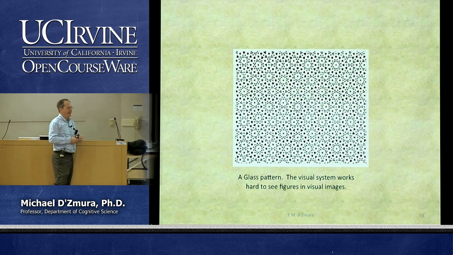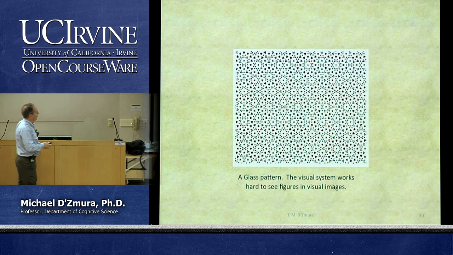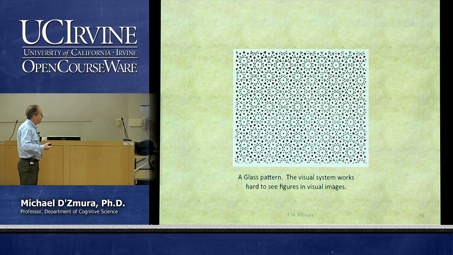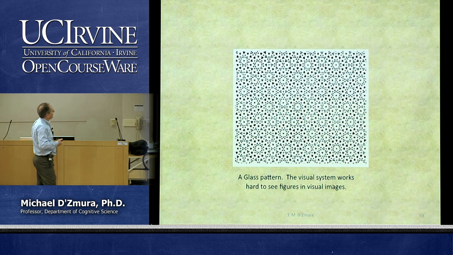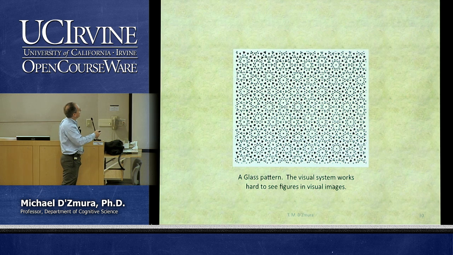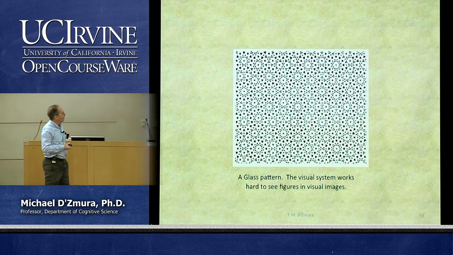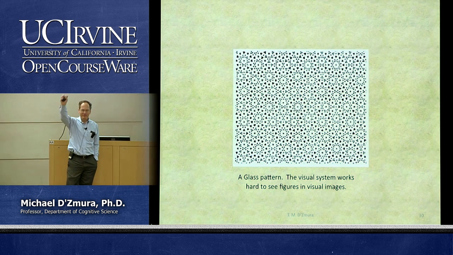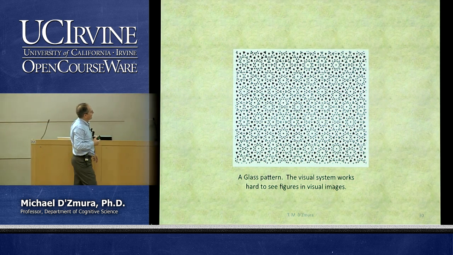So the visual system is clearly trying to make sense of what it's looking at. It's organizing smaller parts of the visual world to create more complex wholes. And this activity of the visual system is shown pretty clearly by what you perceive when you look at patterns of this sort. This is known as a glass pattern, and most people perceive it as very, very busy. How many people see this as a busy pattern?